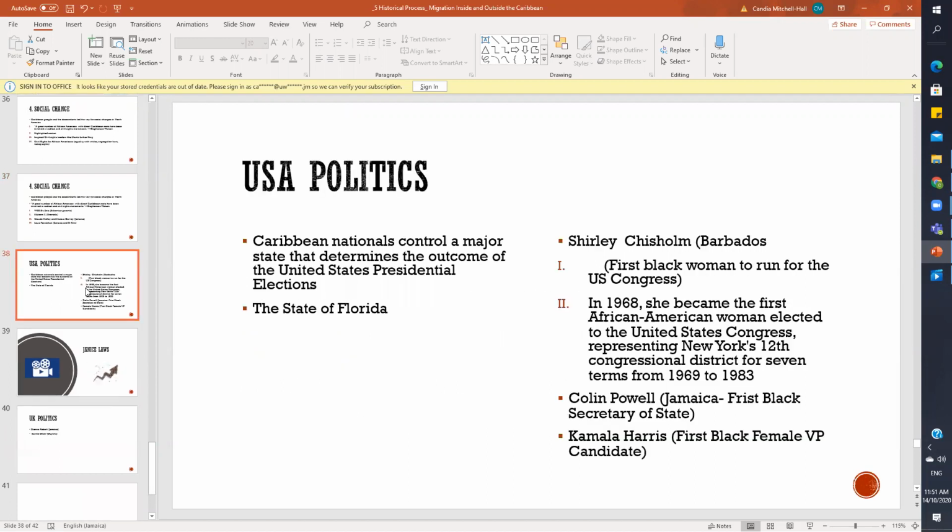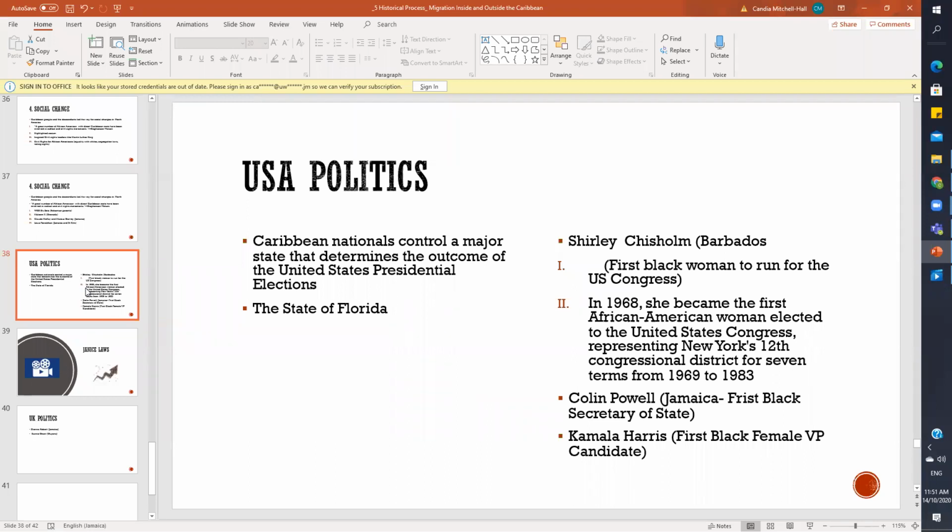Even today, ladies, when it comes to politics in the US, we have had a major impact on US politics. For example, Shirley Chisholm, she was born in Barbados and she was the first Black woman to run for the US Congress. So the US Congress is like what we call the parliament. And also she was the first Black woman to be elected to the US Congress.